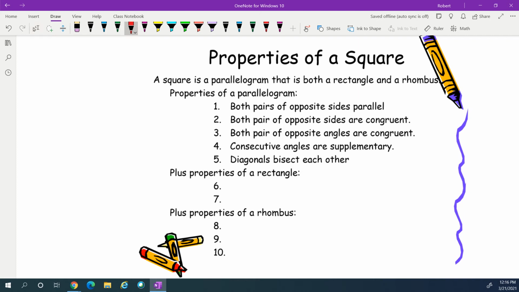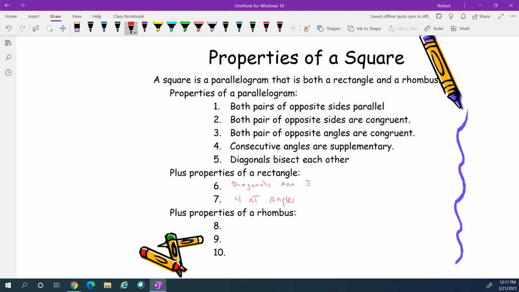If we fill in a few blanks, we have the 5 properties of a parallelogram. We learned 2 about rectangles. We learned that the diagonals are congruent and that we have 4 right angles. All the corners are right angles.